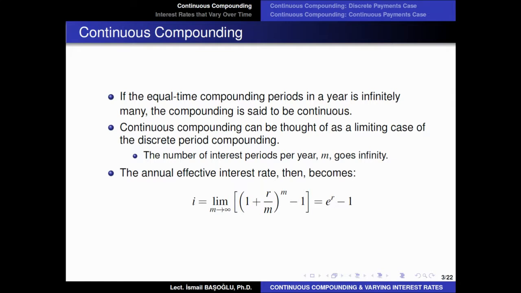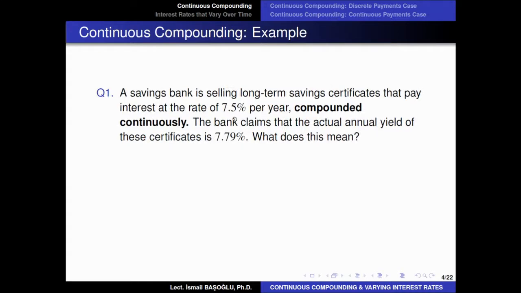Now, the question here is this. In a continuous compounding interest question, the payments may either be discrete or continuous. And first of all, we are just going to focus on the discrete payments case. So at this point, let's try to understand the difference between the nominal interest rate and the effective interest rate of continuous compounding. A savings bank is selling long-term savings certificates that pay interest at a rate of 7.5% per year. So these savings certificates, if you keep them in your hand, are just going to earn you interest at 7.5% per year. However, it says compounded continuously.